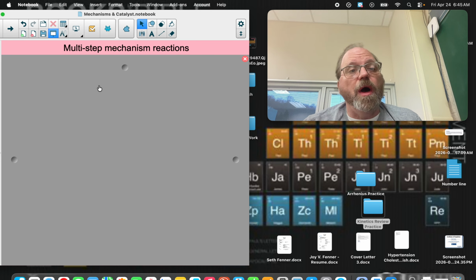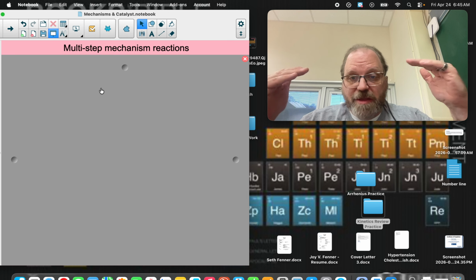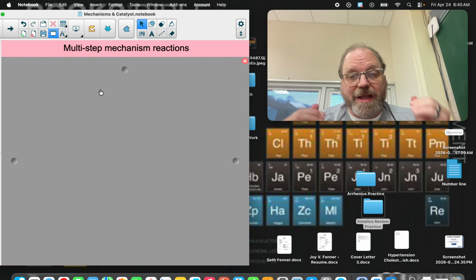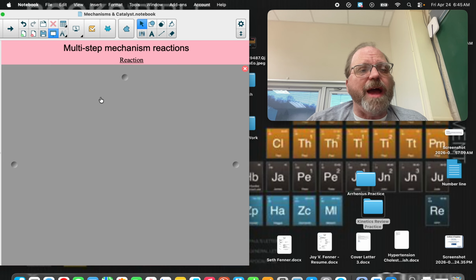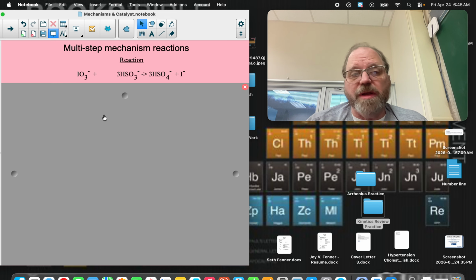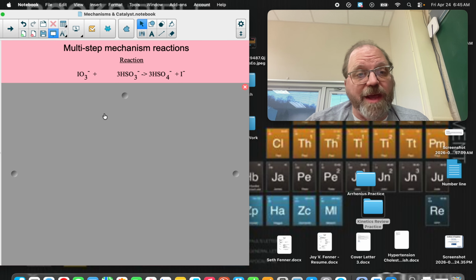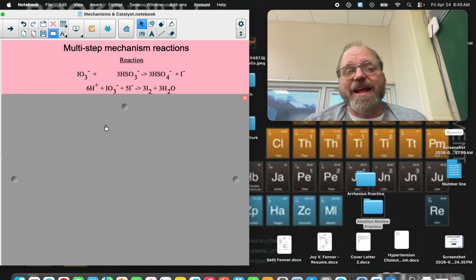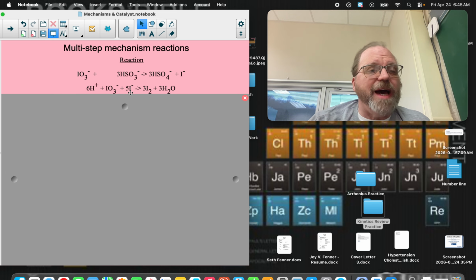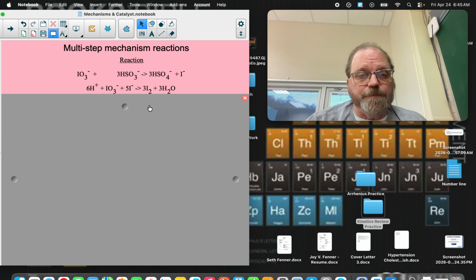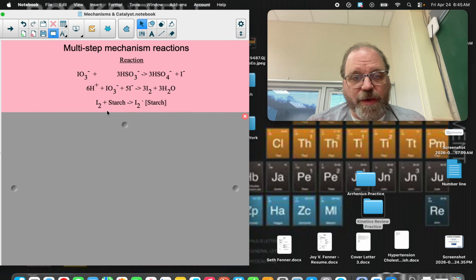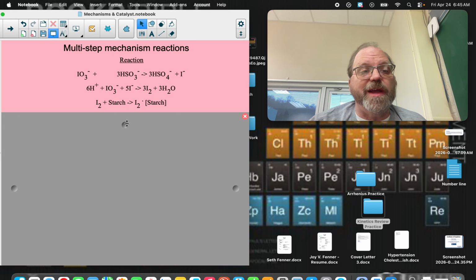Alrighty. Now, we said elementary reactions. We also have multi-step reactions. In other words, they take many steps. They're not elementary, they're not simple, they're not very direct. An example of that would be this one here. Iodate plus bisulfite gives you bisulfate plus iodide. Now, in a second reaction, that iodate plus hydrogen ion plus that iodide generates iodine plus water, and then we have starch in the reaction. That starch turns blue-black. That's the iodine clock reaction that I showed you before.